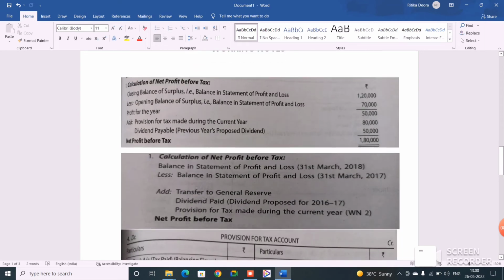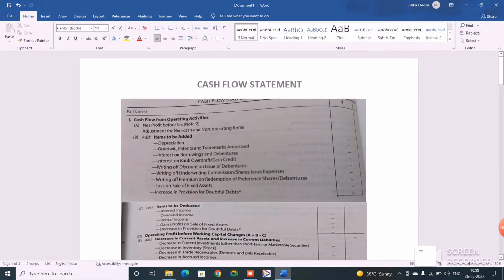See, according to the information you are given in the question, whatever is given out of dividend, provision for tax made during the year, and transfer to general reserve or DRR, you need to add it all to get net profit before tax. And when you get this net profit before tax, you have to write it in this cash flow statement, right? Finding out NPBT is a part of the working note. Then you will write it here, as you can see. And then after finding the NPBT, what will we do?